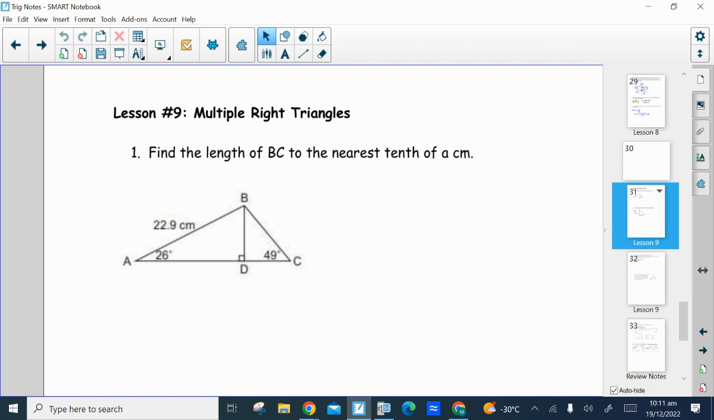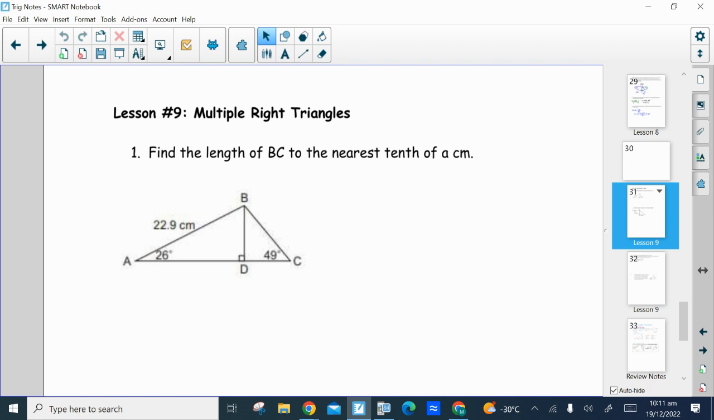So we did some questions on Friday dealing with multiple triangles, so we'll just continue our work today with working with multiple triangles. Remember, you can only use SOHCAHTOA if you have a right triangle. So you have to have a 90-degree angle in the triangle that you're using if you're using SOHCAHTOA or if you are using the Pythagorean theorem.